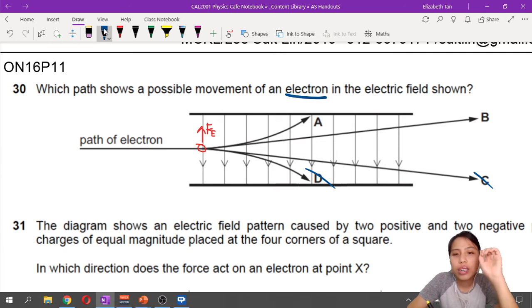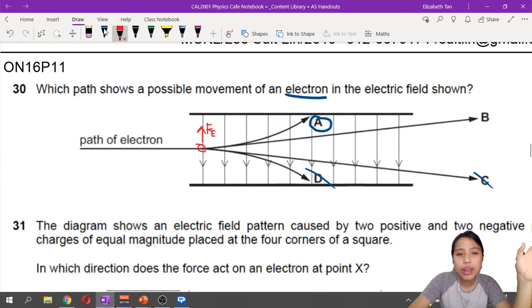Choice A is a little curve. Choice B is a straight line all the way up. Hmm. Well, there's acceleration, and when you are experiencing a force, it's going to curve, just like projectiles. So you want to choose A and not B, because B is just a straight line.